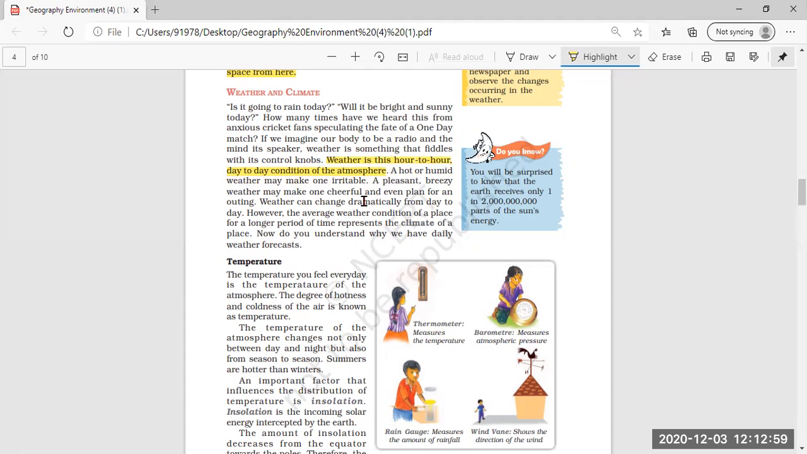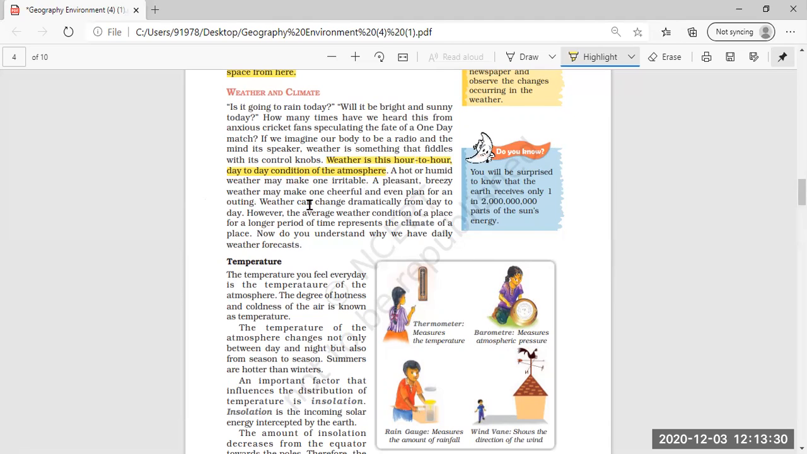Whatever it is just now, it might be sunny, and in the very next 5 to 10 minutes it might rain. It may be hot and humid. At another time, it may be a little bit pleasant condition in the atmosphere. So we can say that this is the weather condition. Weather is the hour to hour or day to day condition of the atmosphere.